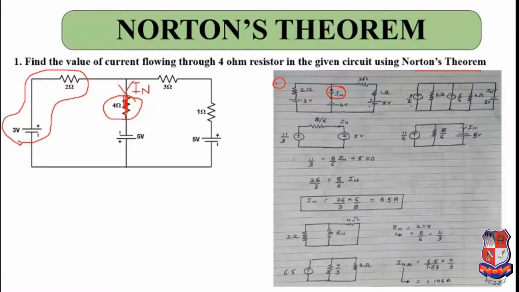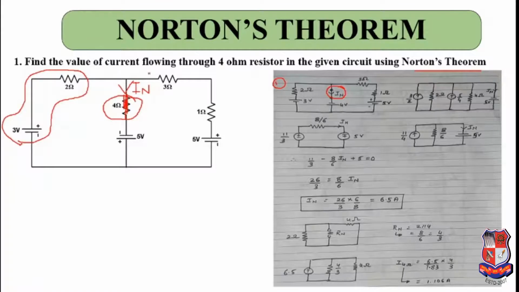So this voltage source in series with resistance can be transformed. You can do a source transformation. So 3 by 2 will come in parallel with 2 ohms. It is nothing but V by R. So I is equal to V by R will give you 3 by 2. So this will become a 3 by 2 ampere current source, and that will be in parallel with 2 ohms.